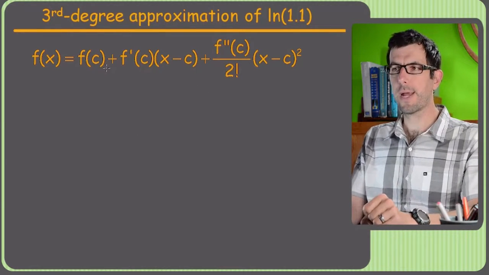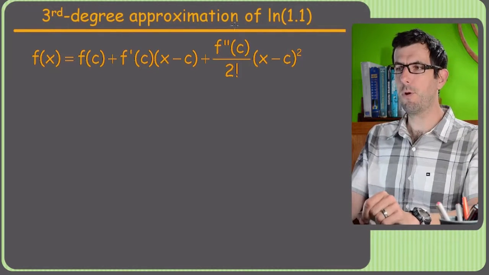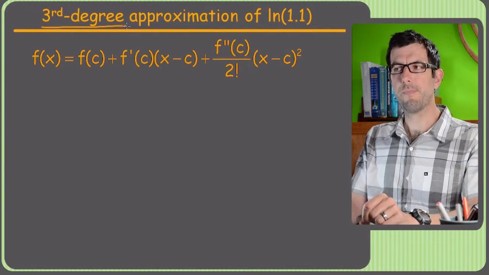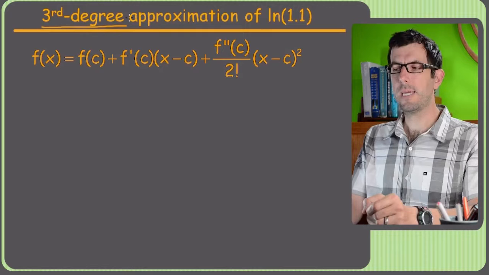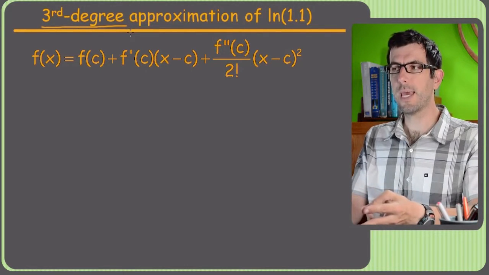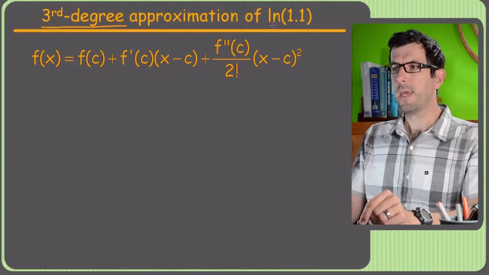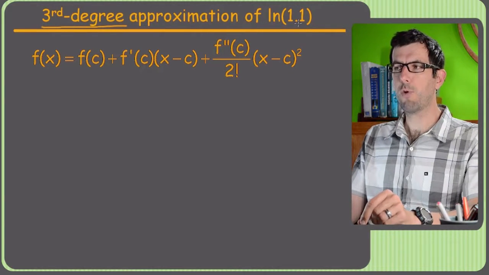All right, so let's take a crack at it. Let's find a third degree approximation of the natural log of 1.1. So a third degree approximation is just telling us to take the Taylor series out to a power of 3, so to the x cubed term, which means I'll actually need one more term than is here, but that's no big deal. And we're trying to approximate the natural log of 1.1.